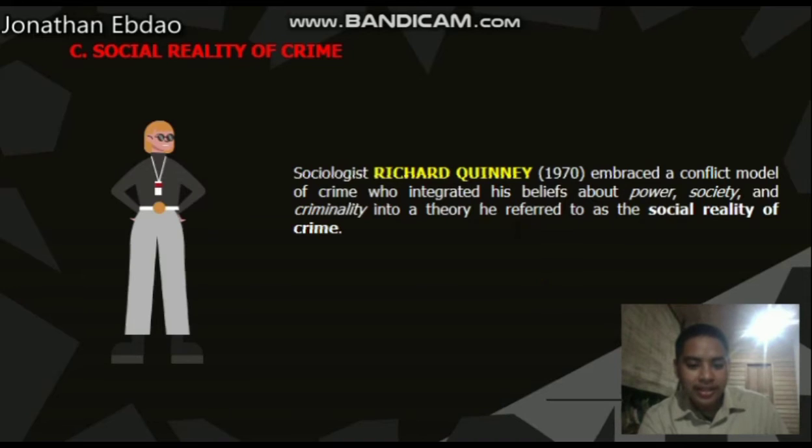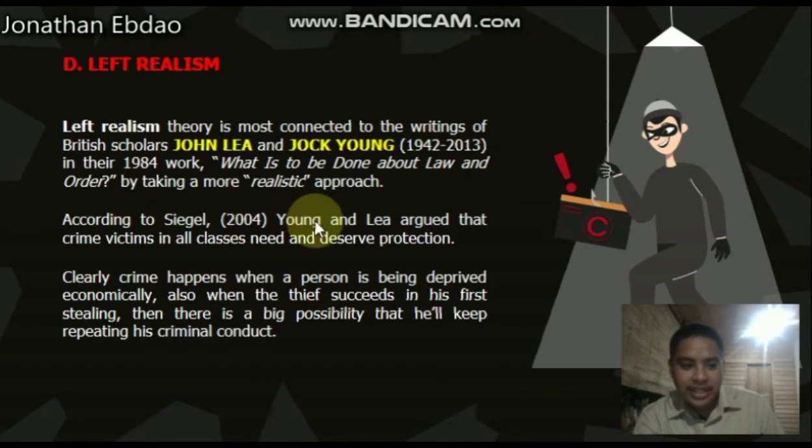Sociologist Richard Quinney, in 1970, embraced a conflict model of crime, which integrated his beliefs about power, society, and criminality into a theory he referred to as the social reality of crime. Based on Siegel 2004, Quinney stated that the criminal definition of law represents the interests of those who hold power in society, where there is conflict between social groups. For example, the wealthy and the poor. Those who hold power will be the ones to create the laws and benefit themselves. The next one is left realism.